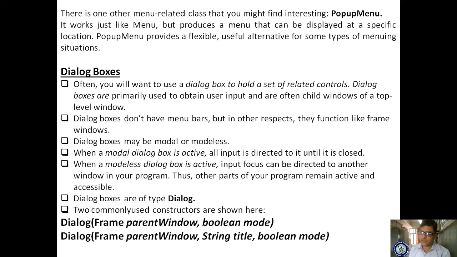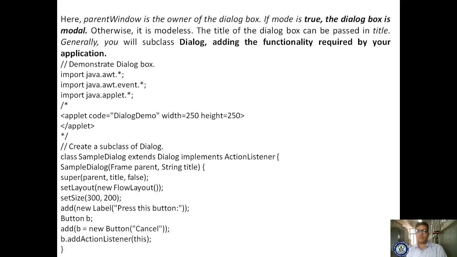In the same sense, you can specify the title of your dialog box, and also the boolean mode, either modal or modeless. Here, parent window is the owner of the dialog box. If the mode is true, the dialog box is modal, otherwise modeless.